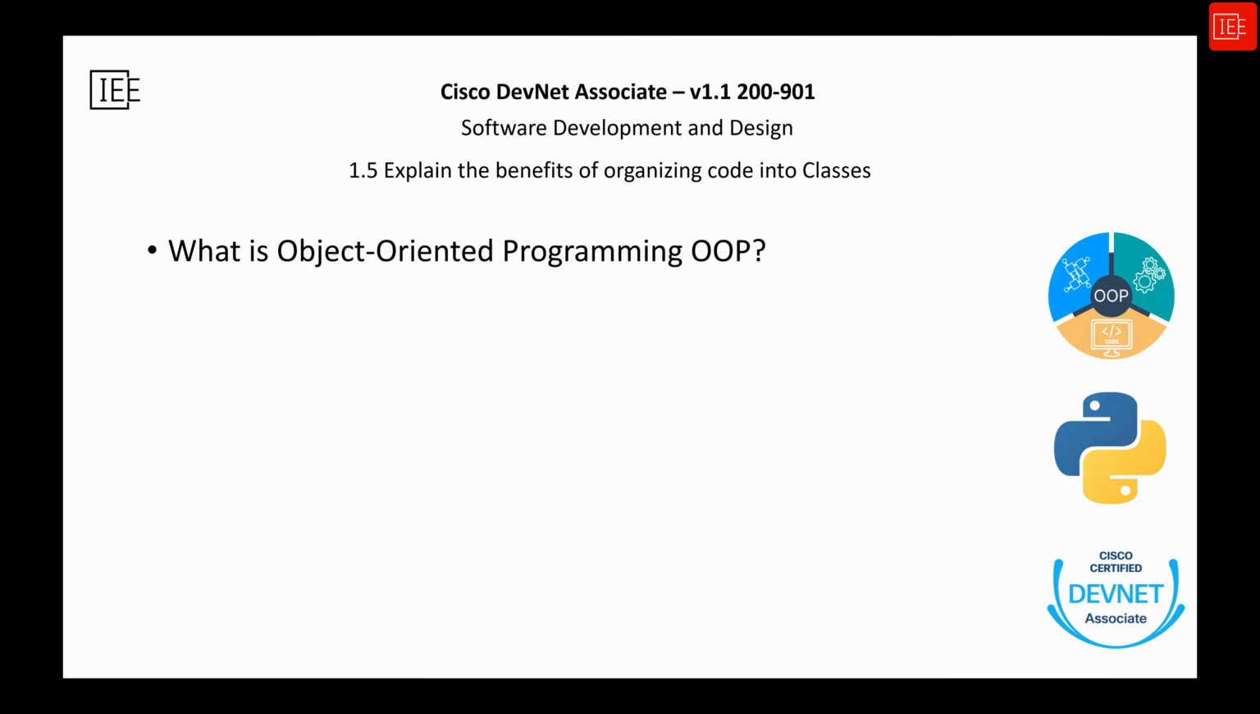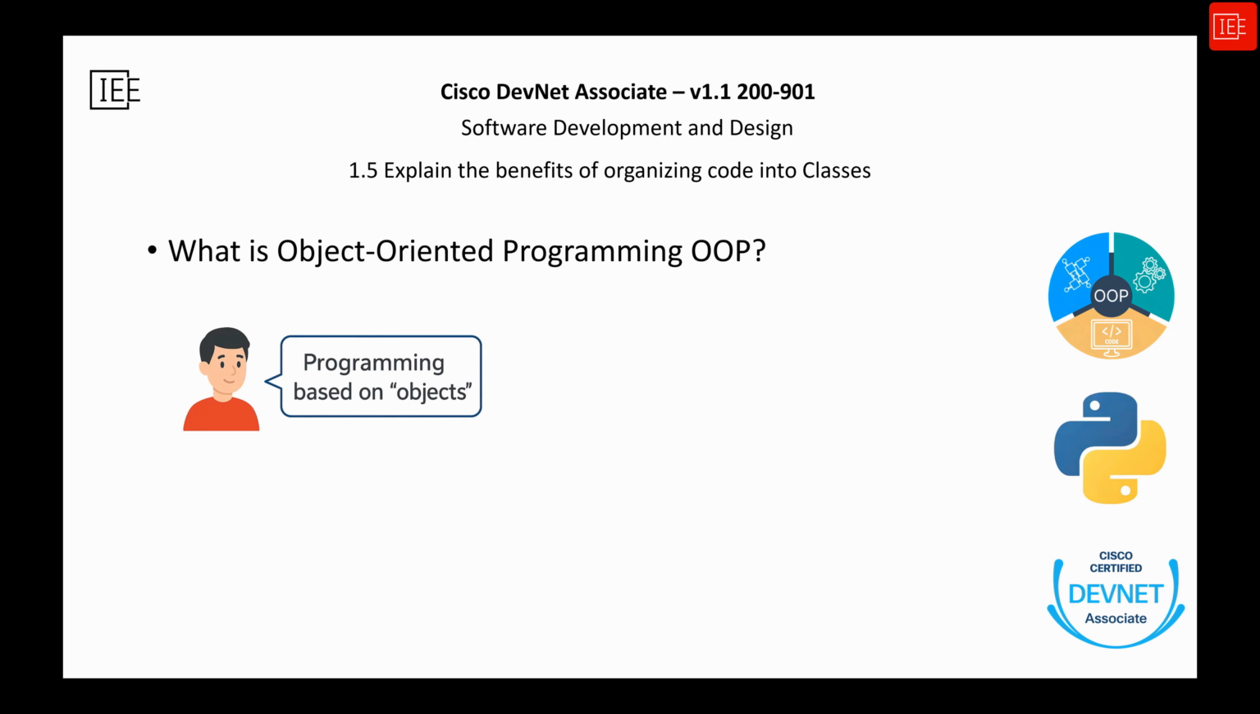So now that we know where we are headed in this video, let's start at the very beginning. What exactly is object-oriented programming? You have probably heard the term before, maybe in a course or a job description, but what does it really mean? And why should network automation engineers care about it? So let's break it down.